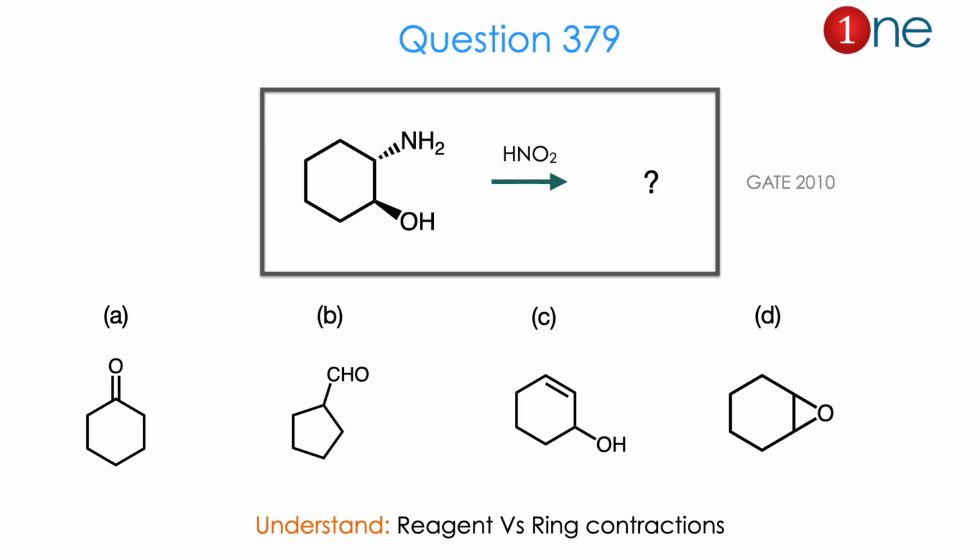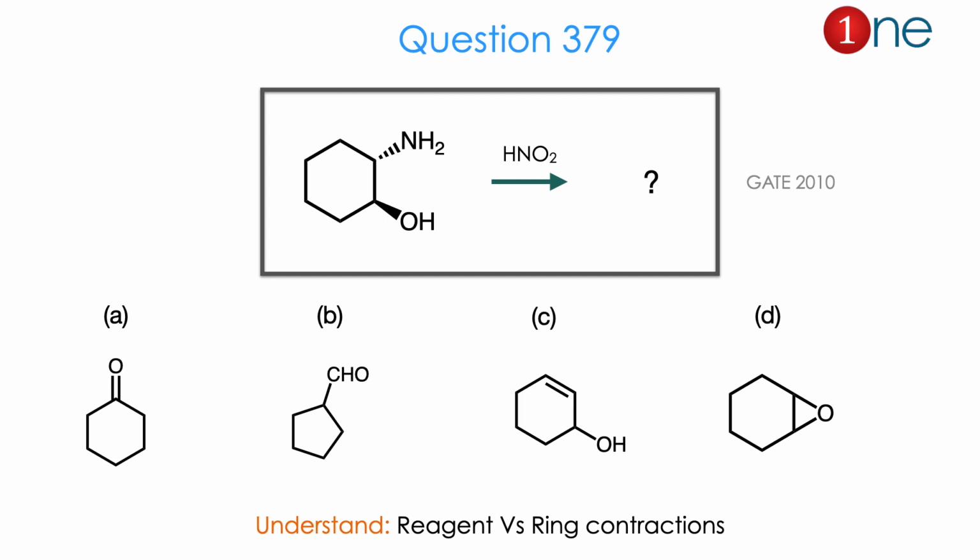Then let us look at the next question. The starting material is cyclohexane with amine and alcohol in trans position. You are using nitrous acid. They ask you to find the product. The products can be a ketone, or the ring contracted aldehyde, or the alkene alcohol, or the bridged oxide, which is epoxide.